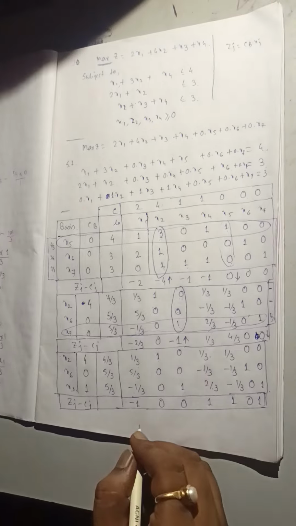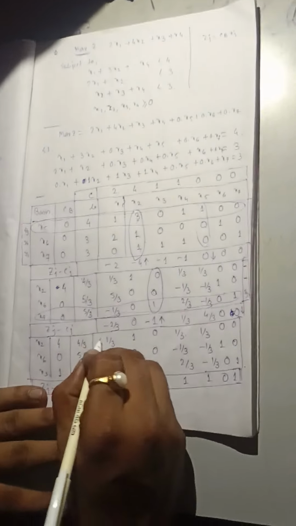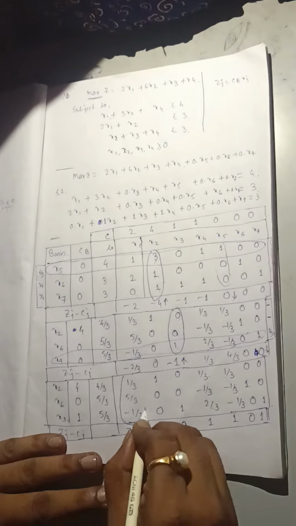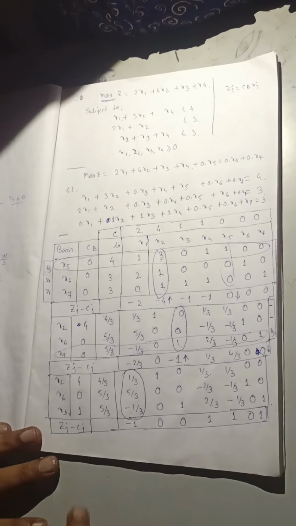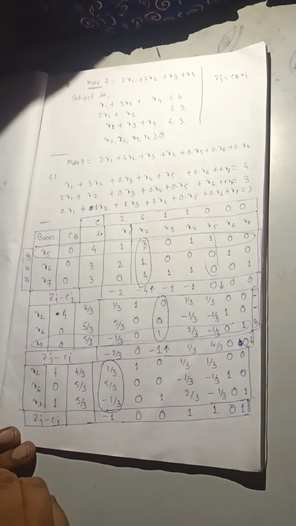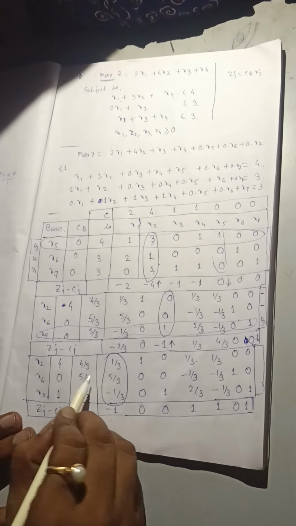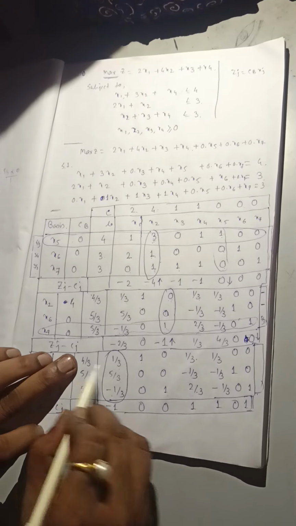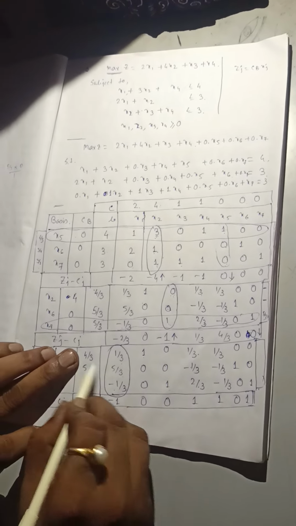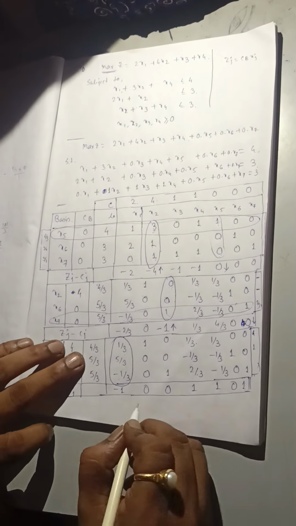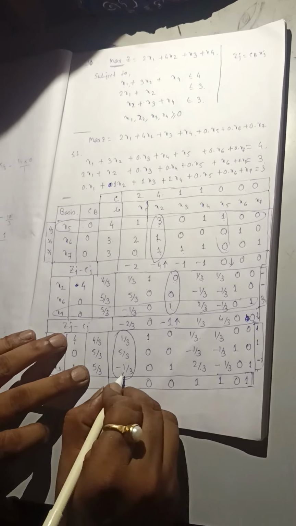Okay, now we have to remove this negative value. So we can understand that X1 will enter into the system. Now we have to make sure which value will go out from the system. To find this out, we have to find the ratio. To find the ratio, we have to divide all our B's by this one. So 4 by 3 by 1 by 3, that gives you 4. 5 by 3 by 5 by 3, that gives you 1. And this one we can't find the value because it's a negative value.